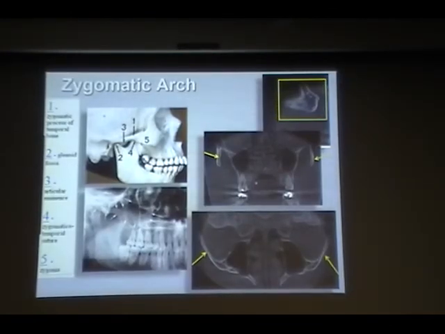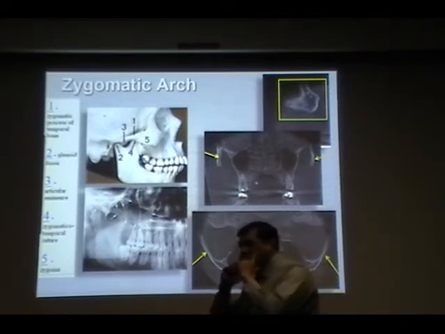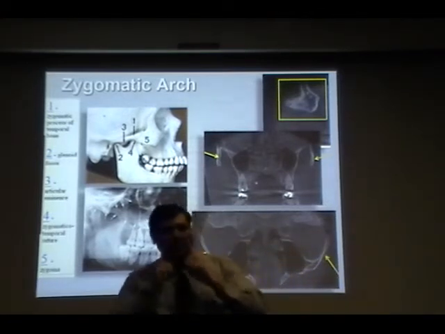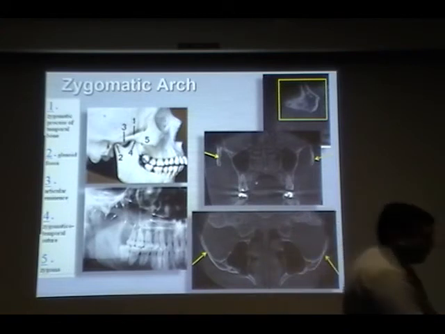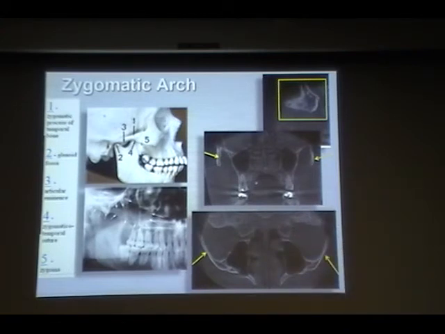Zygomatic arch. If there is a fracture or automobile accident, then you can see the fracture of the zygomatic arch happening. Depending on how bad the fracture is, they could use a simple periosteal elevator to pull it back, or if it's completely fractured, then they do surgery and repair.